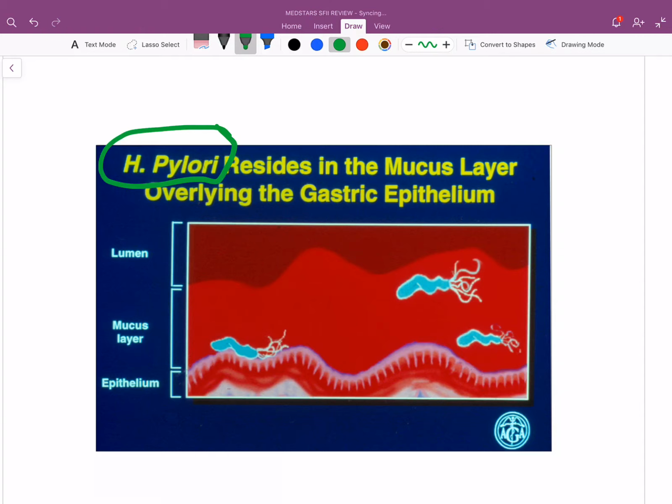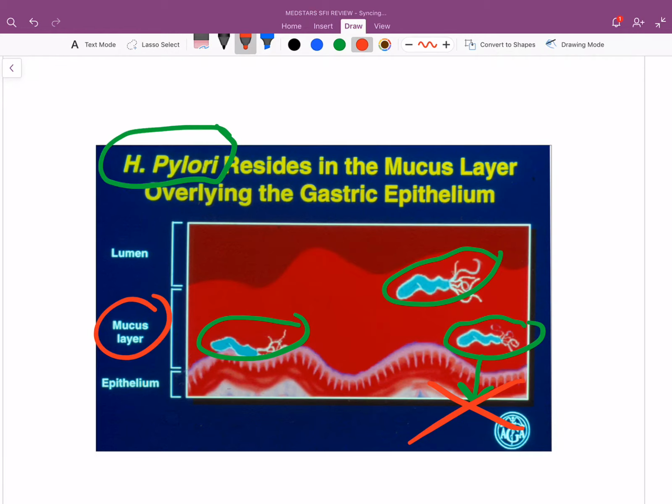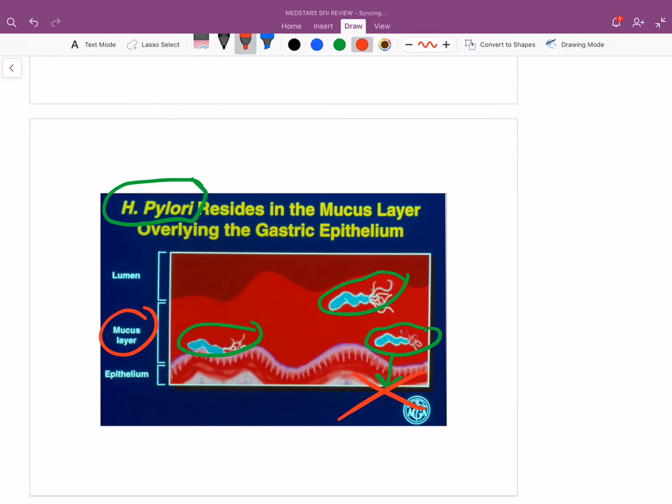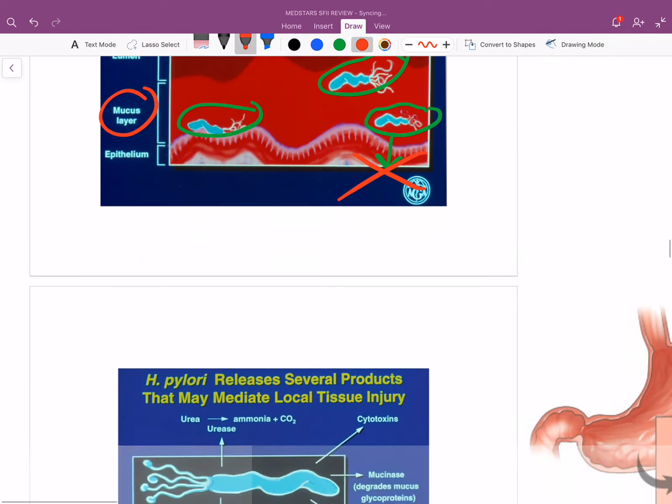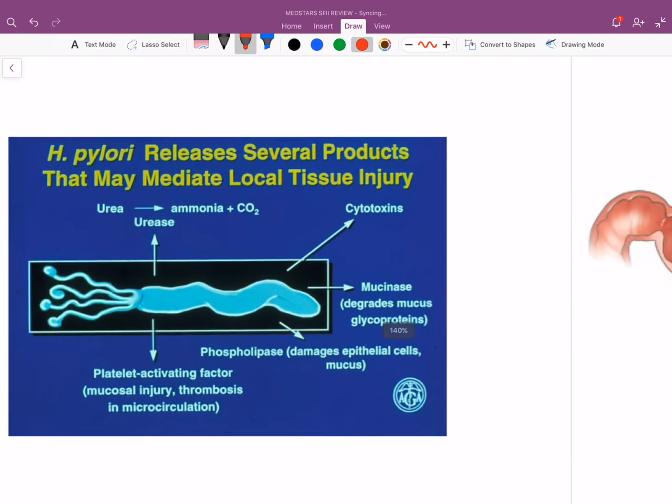Now, as you can see right here, you have the mucus layer, and this mucus layer is where the Helicobacter pylori live and where they thrive. They do not cross the epithelium. Let's just make a big point of that. They do not cross the epithelium. They strictly stay right there at the mucus layer.